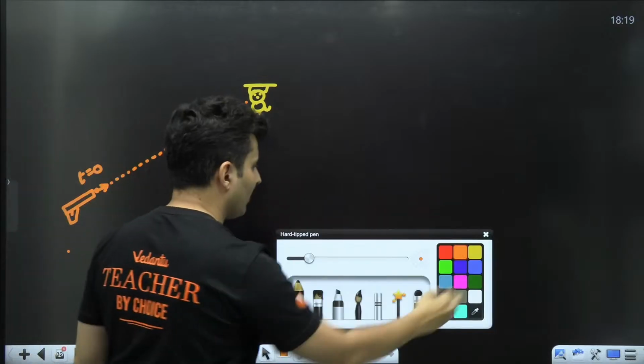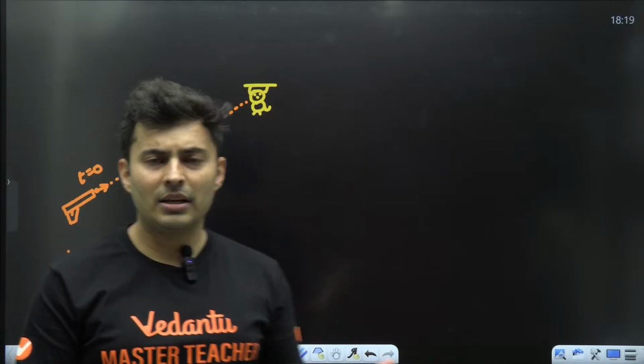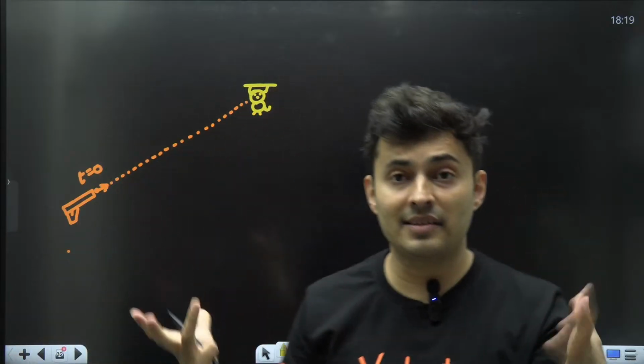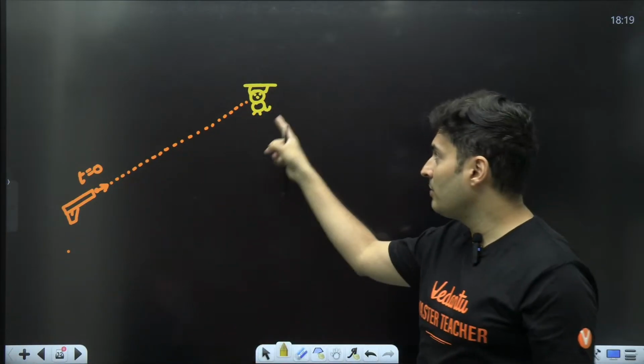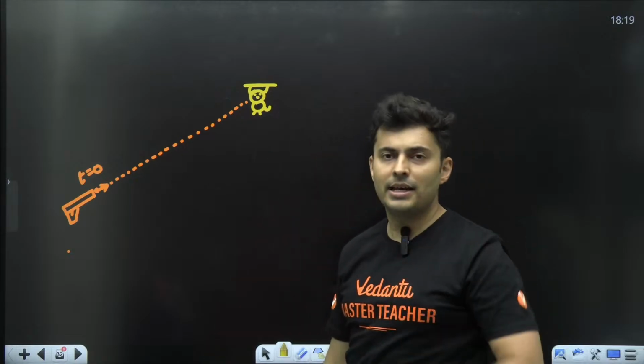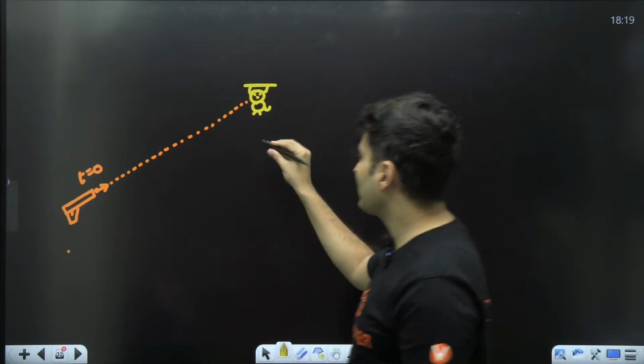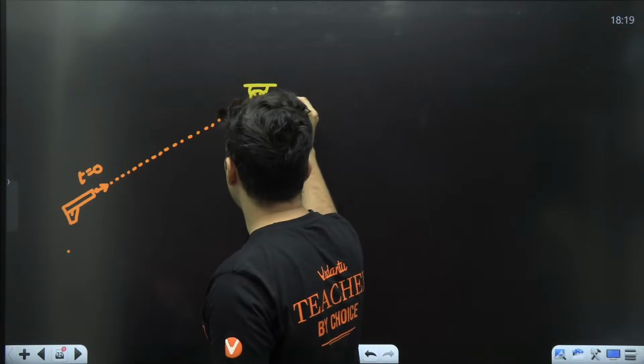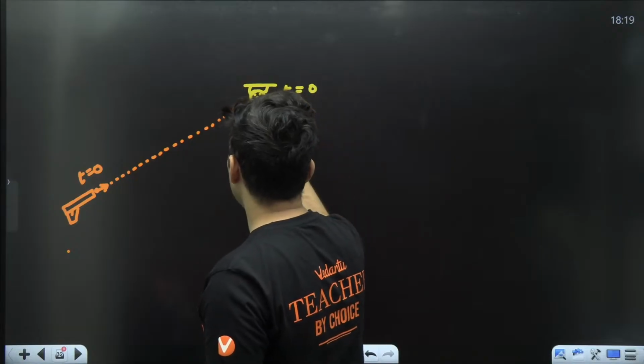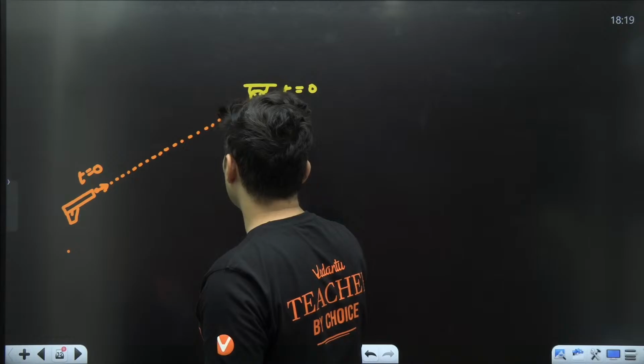And at the same time, because the sound reaches really quick and there is a flash, the monkey gets scared. See, the gun is aimed at the monkey. The monkey gets scared and the monkey basically drops at t is equal to 0. So the monkey falls down.